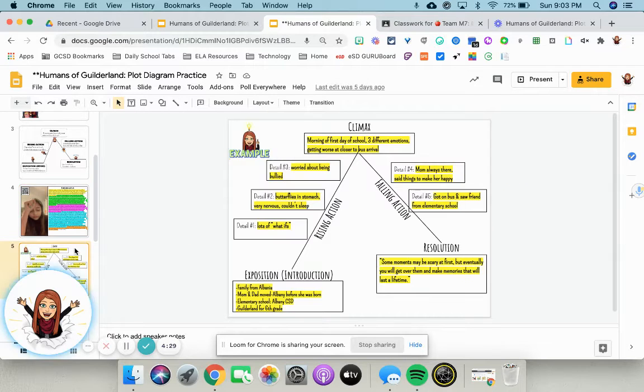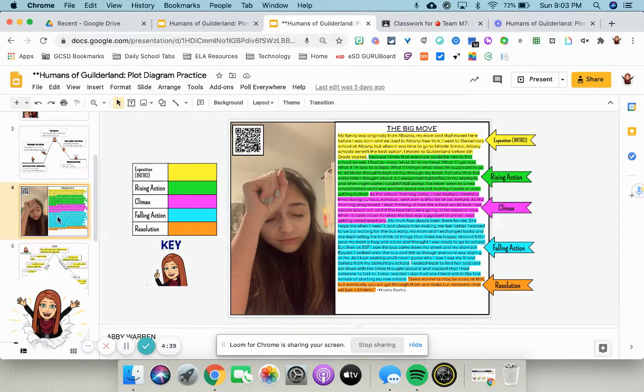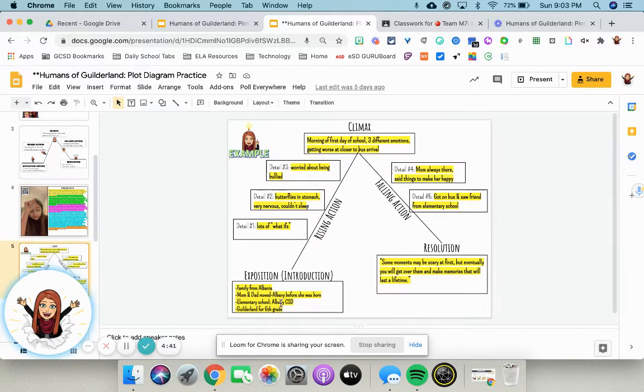So on the next slide here, this is Miss Fox and I took all of that information and we put it into our plot diagram so you could see it in a different way. Right? We just saw it color-coded here. Now if we take all that out and just put it in notes, you can see it still follows that same outline. Here's all of our introduction information, or the exposition. That's the fancy word for introduction.